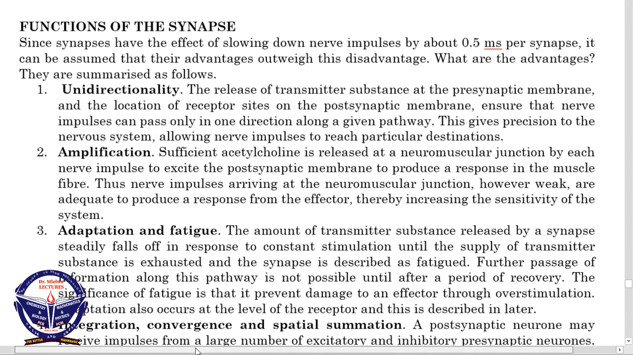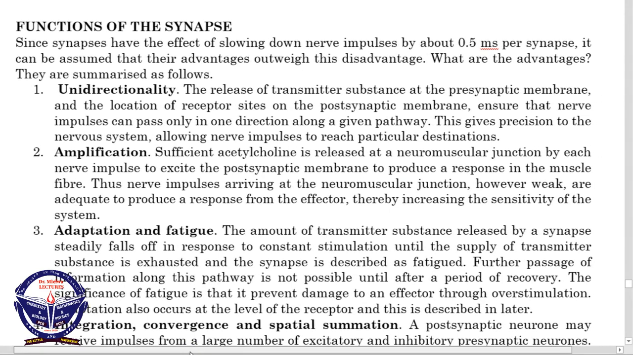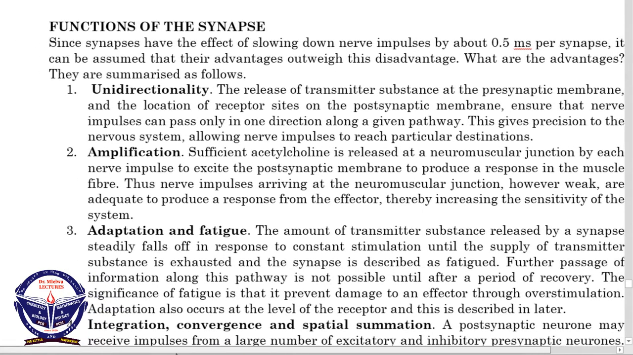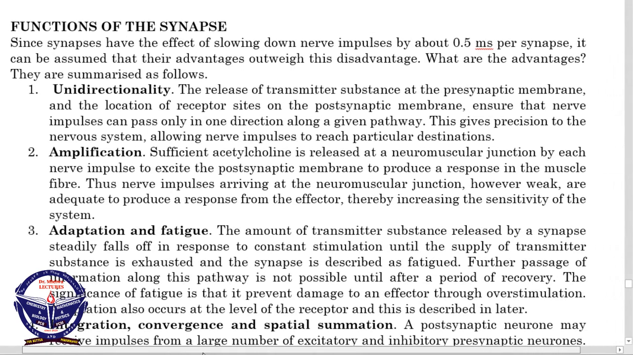So actually the delay in the transmission of the nerve impulse, I can't say that it is good, it is bad. Since synapses have the effect of slowing down the nerve impulse by about 0.5 millisecond per synapse, it can be assumed that the advantages outweigh this disadvantage. So what are the advantages now? These are just some of the advantages of having synapses.